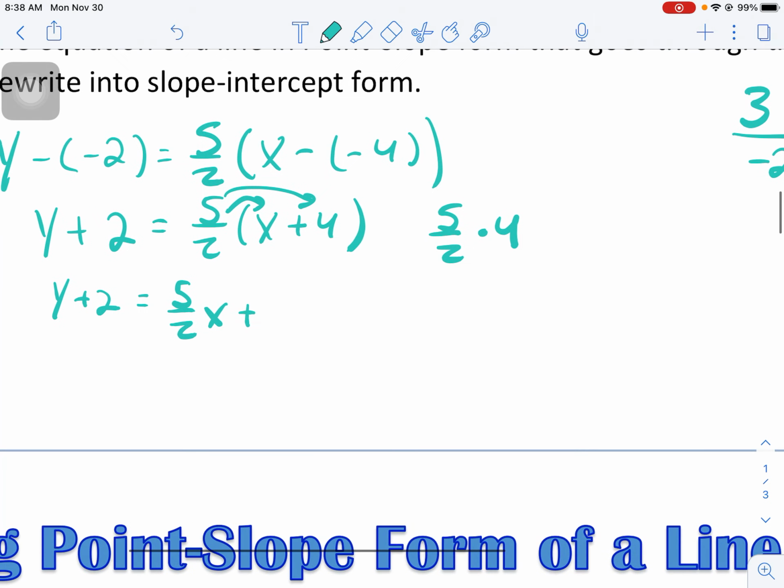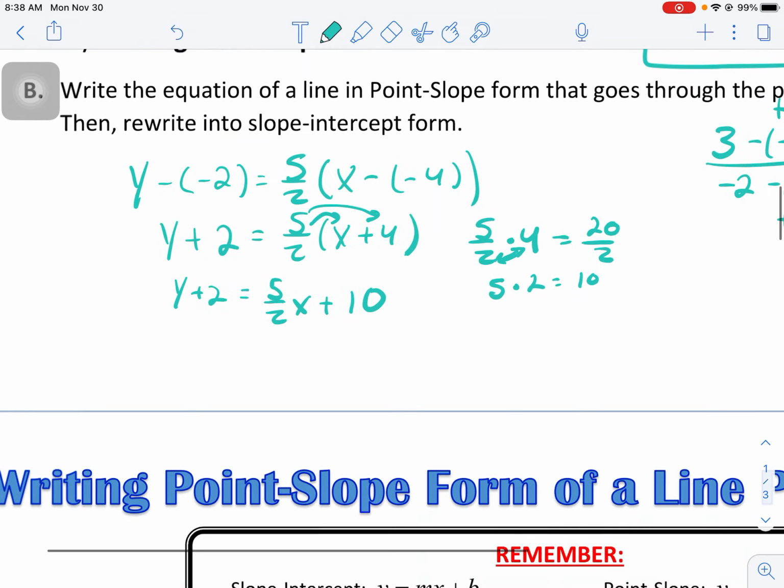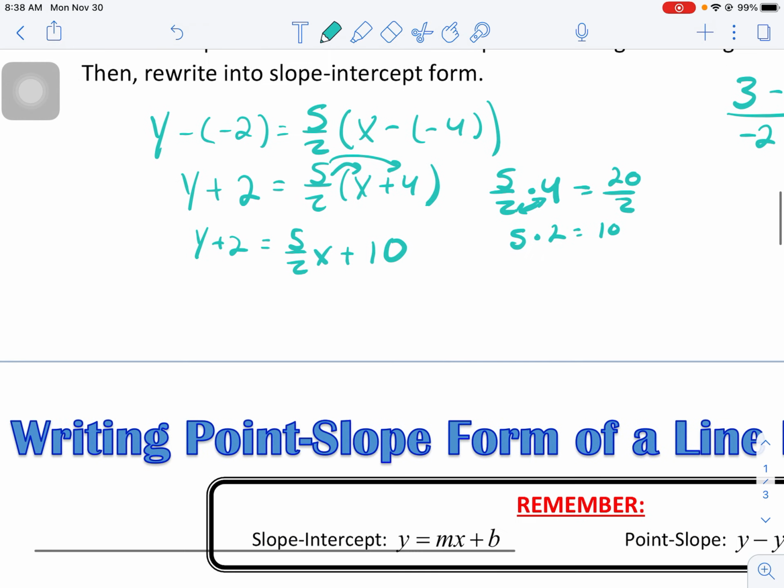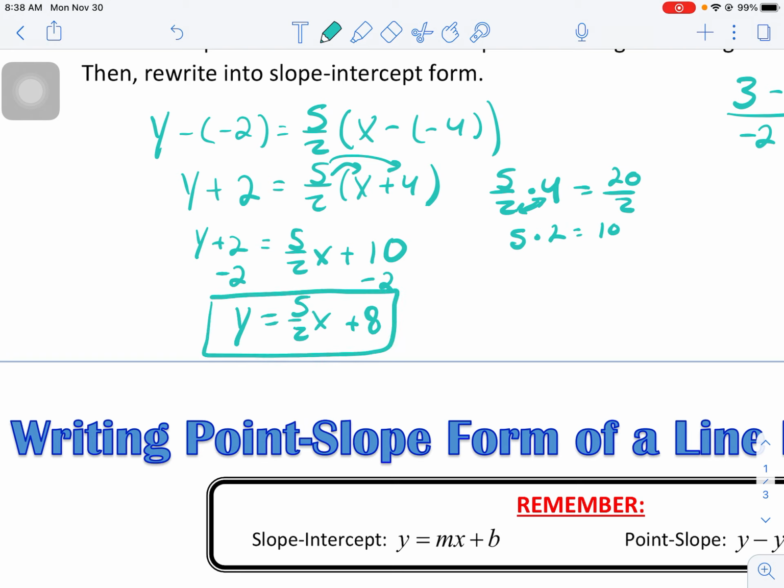5 times 4 is going to give us 20 over 2, which would give us 10. All right? Or you could do 4 divided by 2, which would then be 5 times 2, which also gives us 10. So you have options. And then we just need to get y by itself, so we subtract 2. You get y is equal to 5/2 x plus 8. All right? And that is our answer.